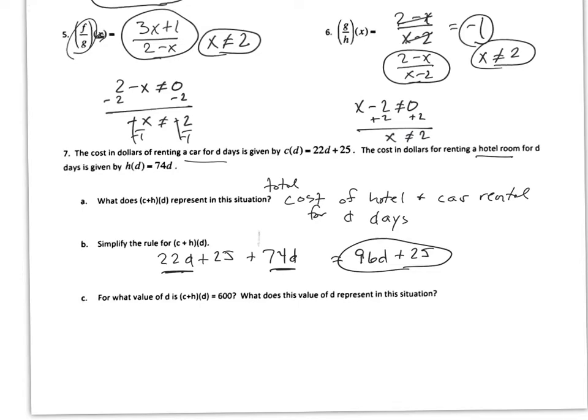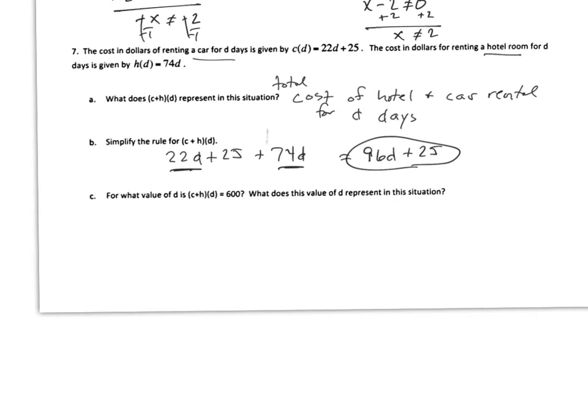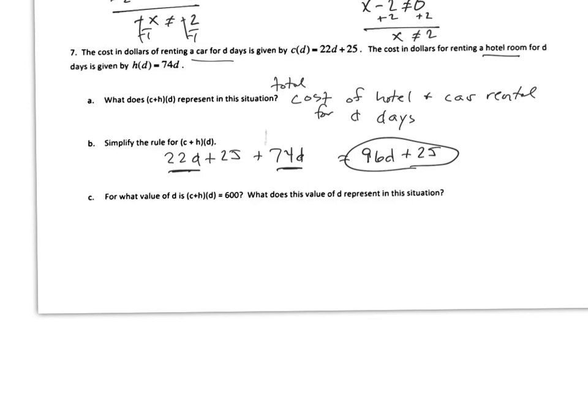For what value? So we're looking for what value of D, which means the number of days. How many days would it cost $600? And then what's the value of D? Now days, obviously we can say 2.5 days. We could say 3 days. Generally, though, it's full days. If you rent a hotel or a car, they just say, hey, it's for the day. So I'm just trying to set it up here a little bit.